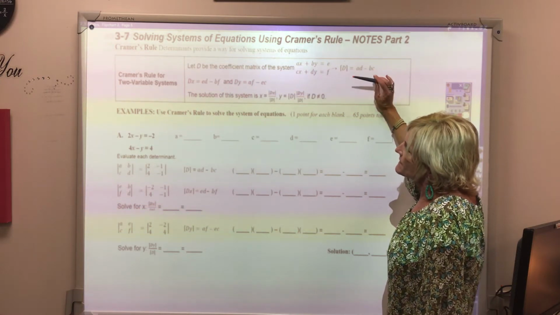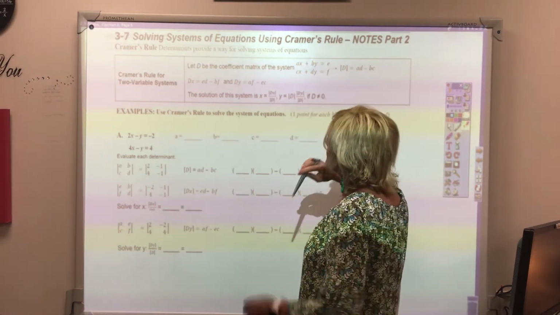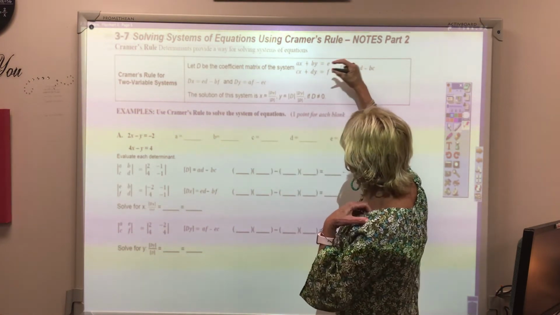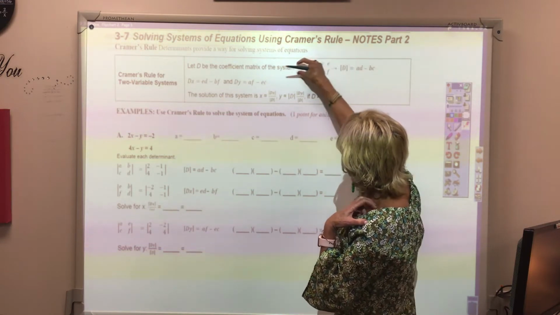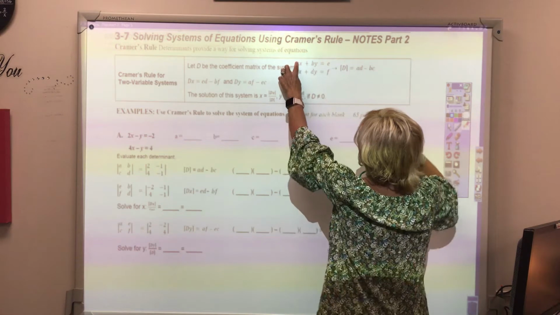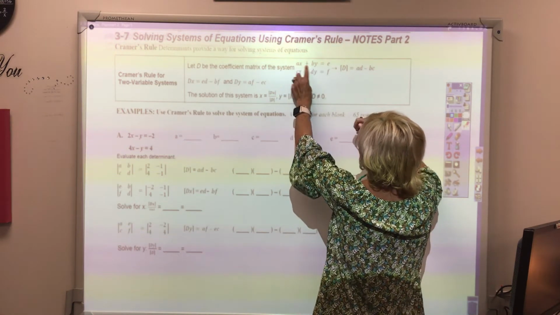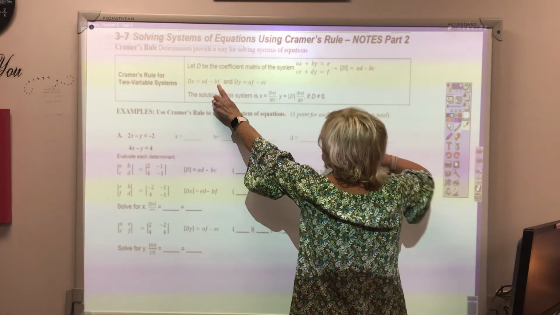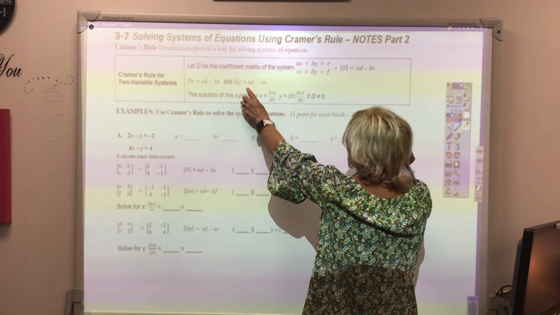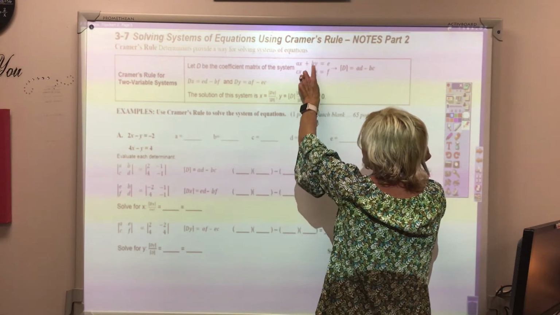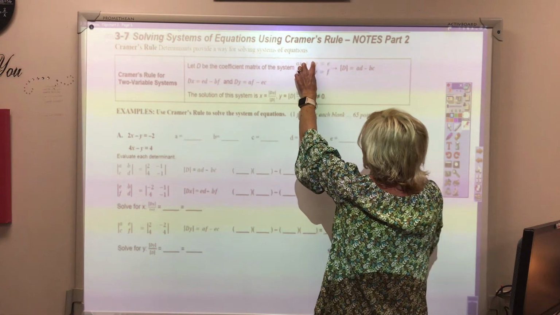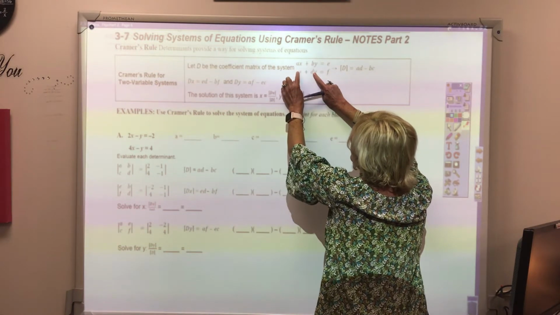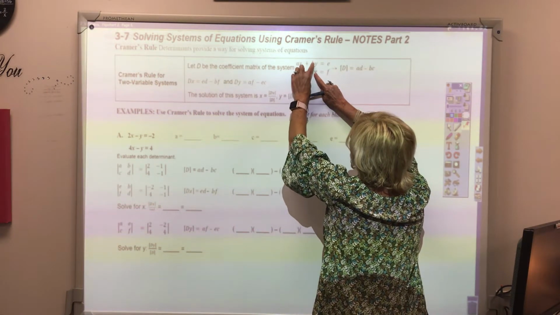Now, if you're finding the determinant for X, when you're looking for X, you replace the A and the C with the E and the F. So it would be E here, F here. So it would be E times D minus B times F. That's shown right here. If you're finding the determinant for Y, you replace the B and D with the E and the F. So it would be A times F minus E times C.